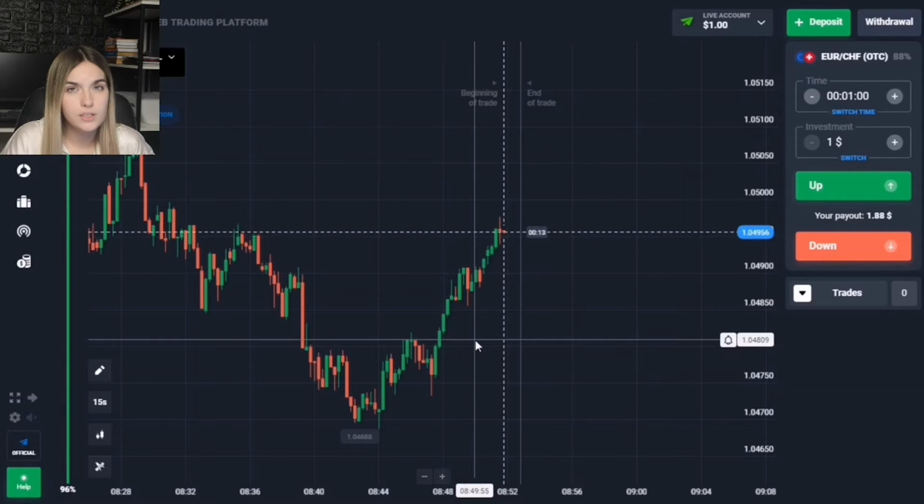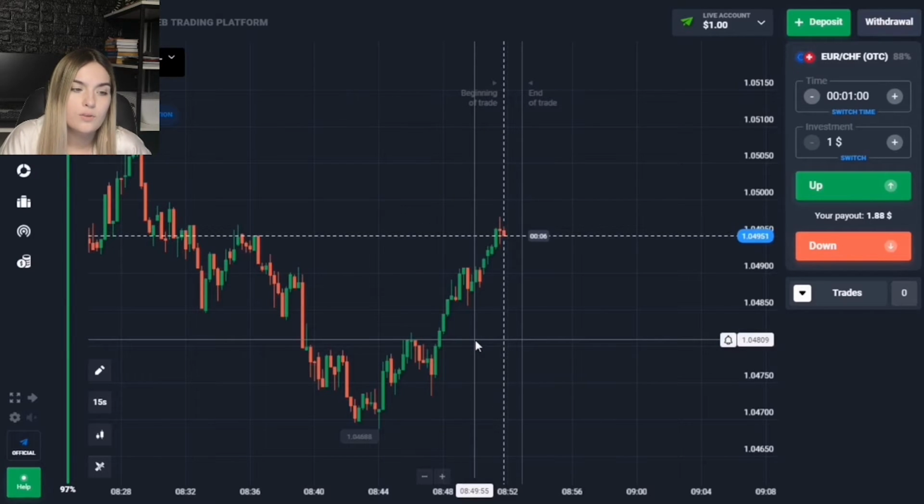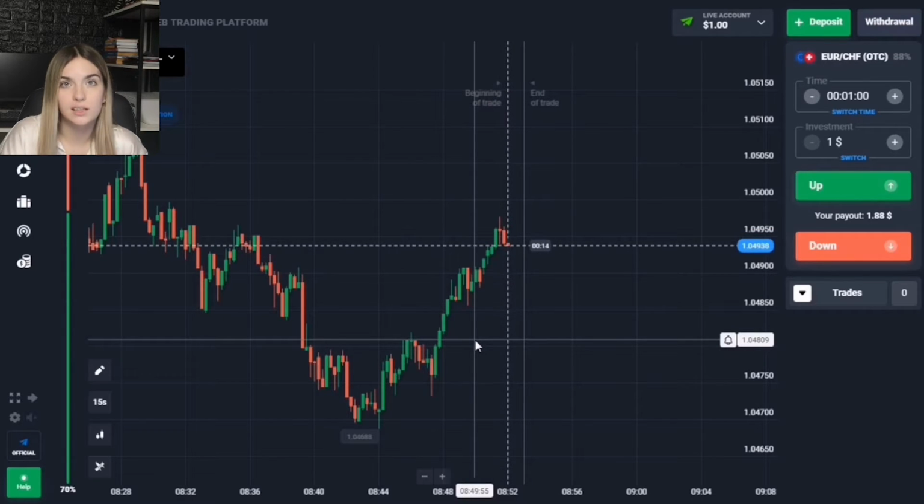The Parabolic Sar indicator, like other indicators, is an auxiliary tool for technical analysis. So for the best result, you should use technical analysis plus the indicator. Only with such a combination will you get the best result.